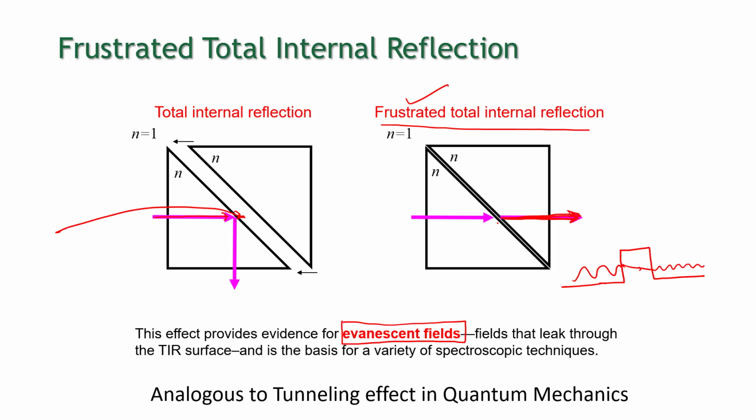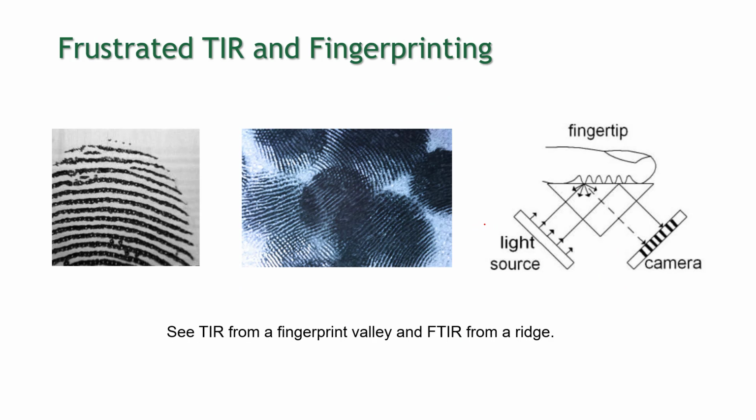Now there are lots of applications of frustrated total internal reflection, like in fingerprinting. In fingerprinting, you see the TIR from the fingerprint valley. So these parts result in TIR, total internal reflection, and the ridge ones, these parts, result in frustrated total internal reflection.